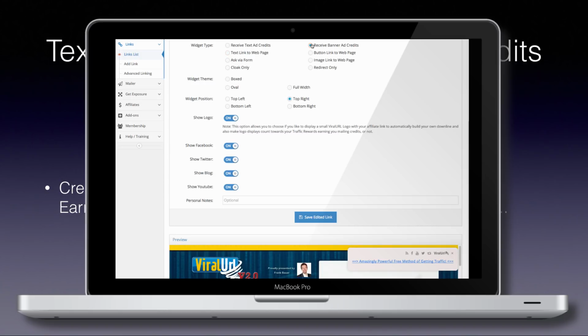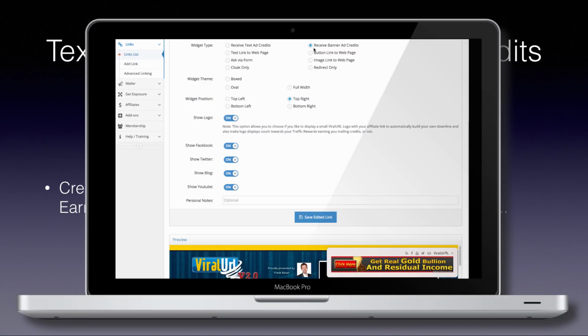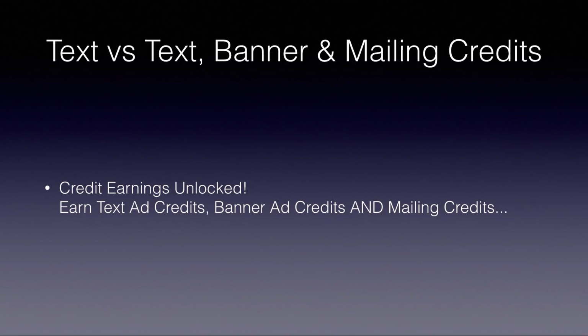And I think a lot of people, and more on the mailing credits part, by the way, later, that's another very exciting change that we have in ViralURL 3.0 for all members, including you free guys out there. And I know you are the majority of members out there, right? So we made a lot of changes that will benefit you guys from the free membership level all the way up to the elite membership, right? Let's move on.